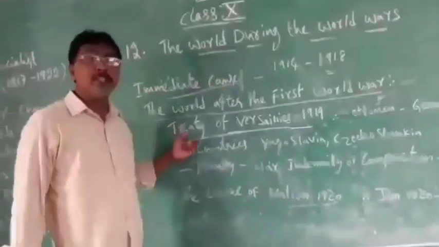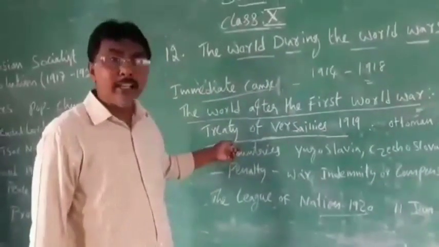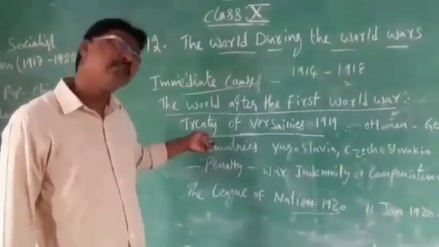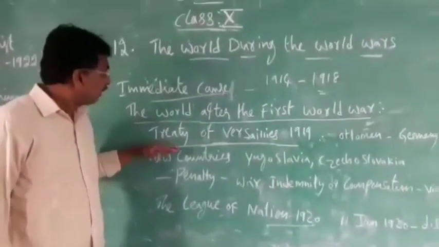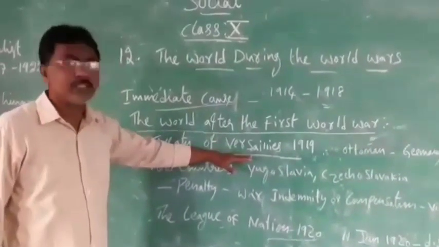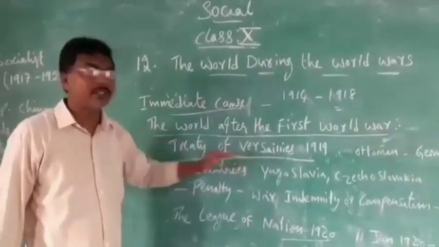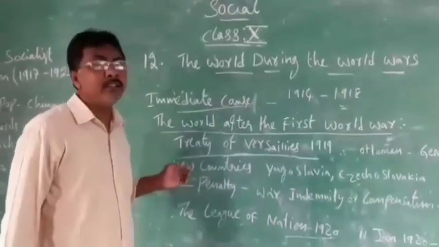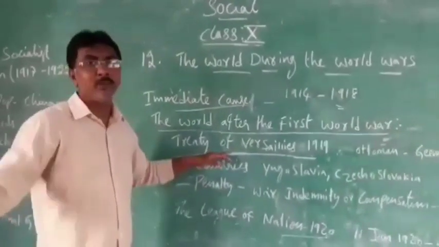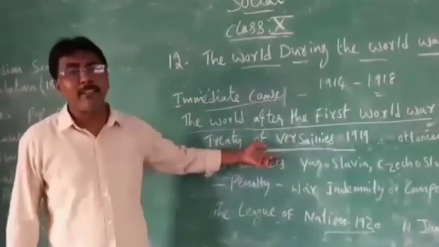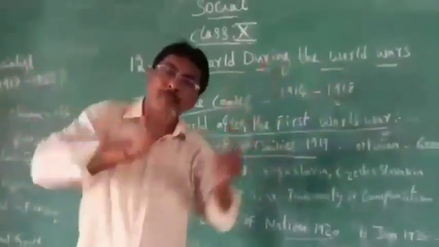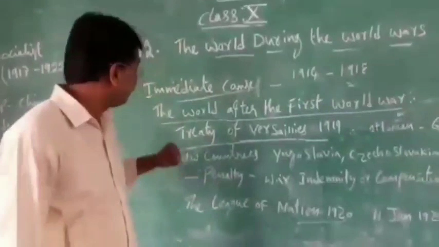After completing the First World War, in 1919, the Treaty of Versailles was established. The Treaty of Versailles was established. What is the Treaty of Versailles? I'll tell you. The Treaty of Versailles was established, and the countries became one.